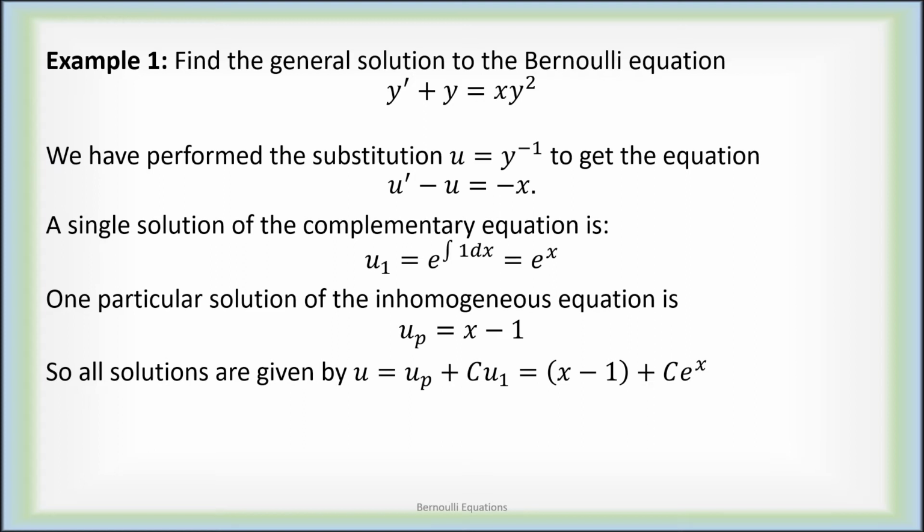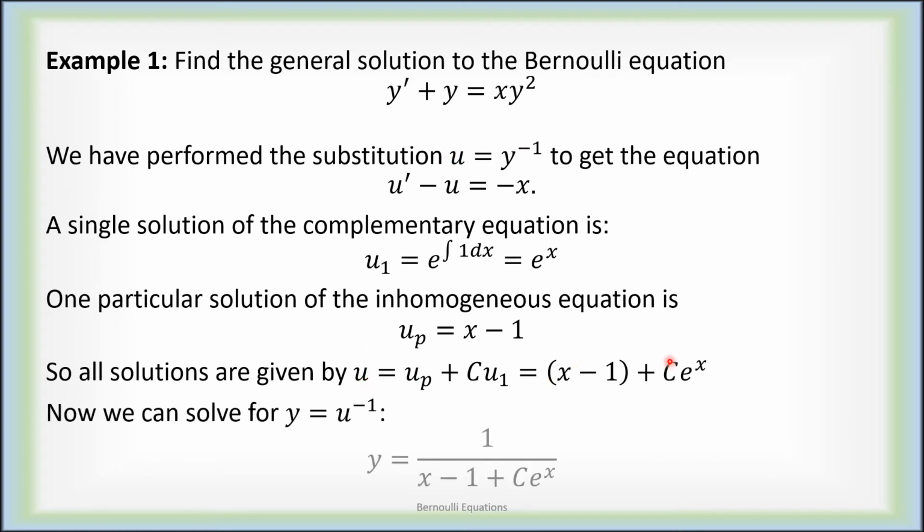But this is now a solution in terms of u, and we wanted originally a solution in terms of y. But if u is 1 over y, then y is 1 over u. So here is u, it's x minus 1 plus a constant e to the x, which means y is 1 over all of that: 1 over x minus 1 plus a constant times e to the x. There we have it, a solution to the Bernoulli equation we began with, y prime plus y equals xy squared. Solutions must be this function here, where c is any constant.